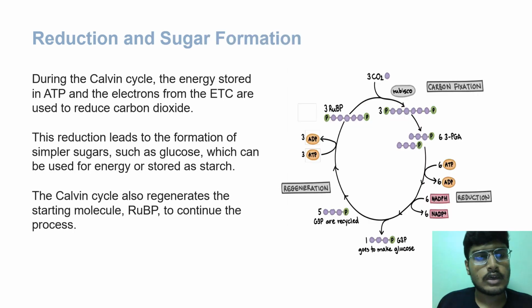And the next is reduction and sugar formation. During the Calvin cycle, the energy stored in ATP and the electrons from the ETC are used to reduce carbon dioxide. This reduction leads to the formation of simpler sugars such as glucose, which can be used for energy and stored as starch. The Calvin cycle also regenerates the starting molecule RuBP to continue the process.